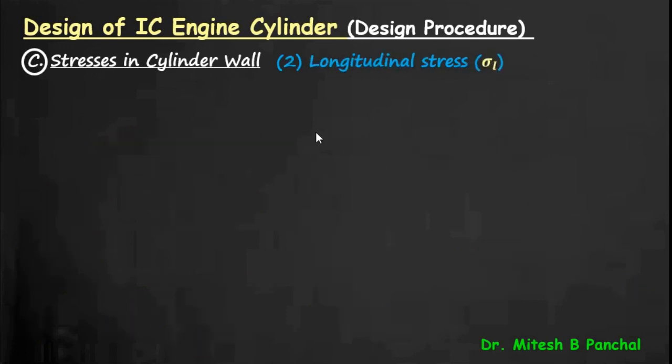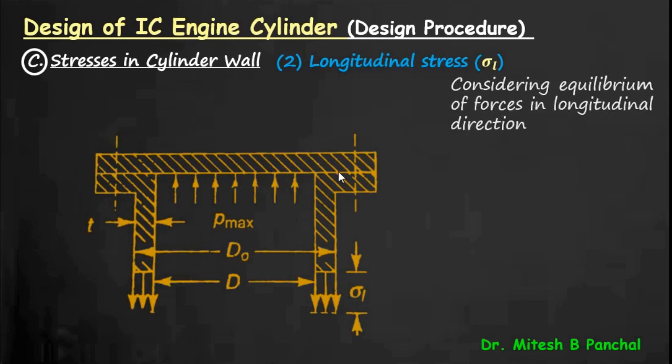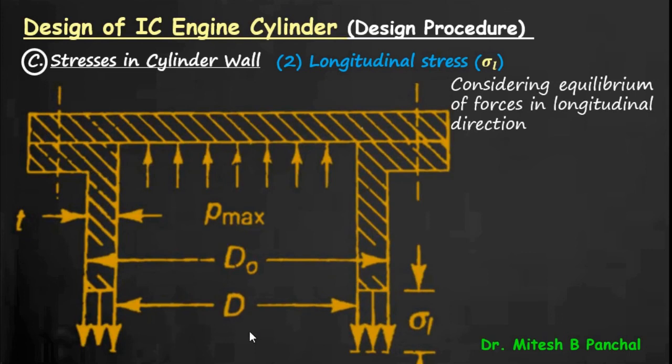Now we will go for the longitudinal stress. For that you have to consider this figure. This upper portion is the cylinder head, and this one is the liner. Considering the equilibrium of forces in the longitudinal direction, you can see that the applied force due to maximum gas pressure acts in the upward direction, while the resisting force across the thickness of the cylinder is in the downward direction.